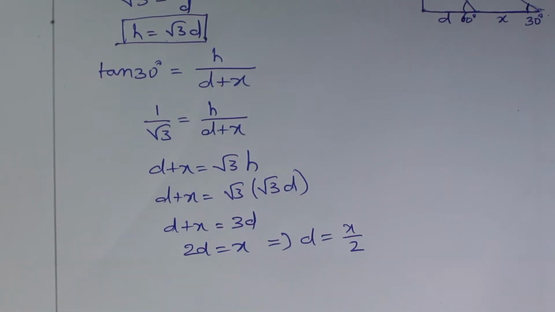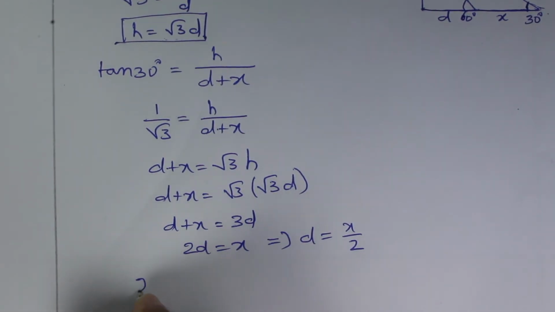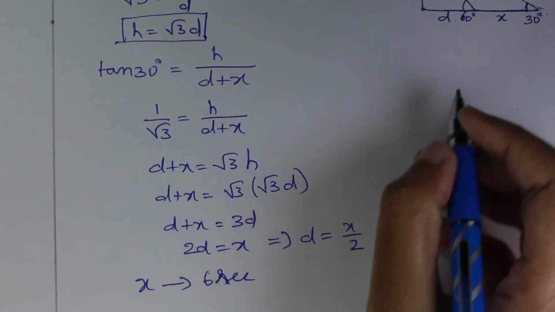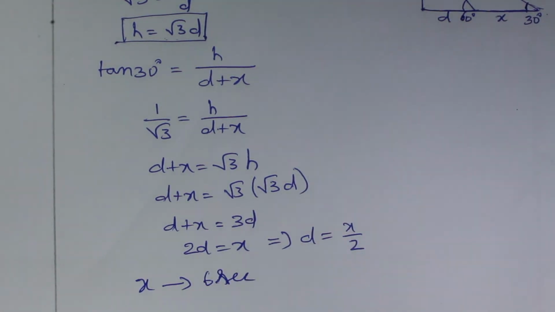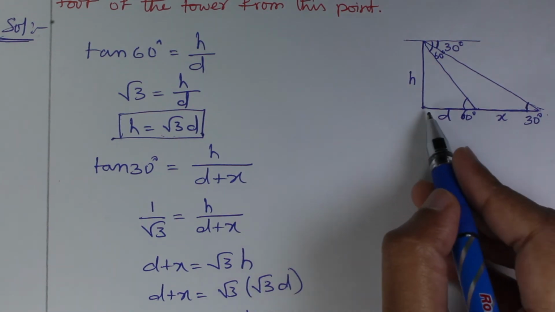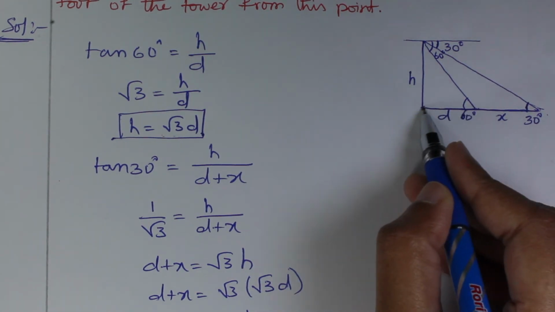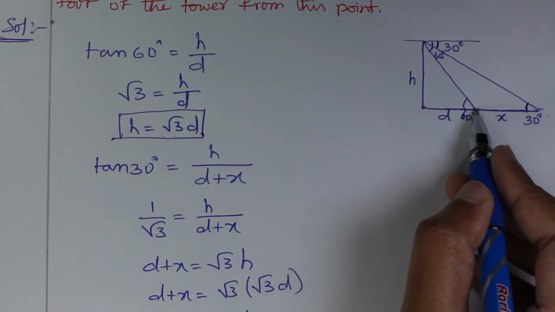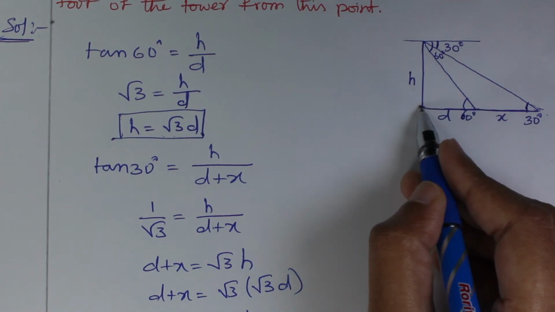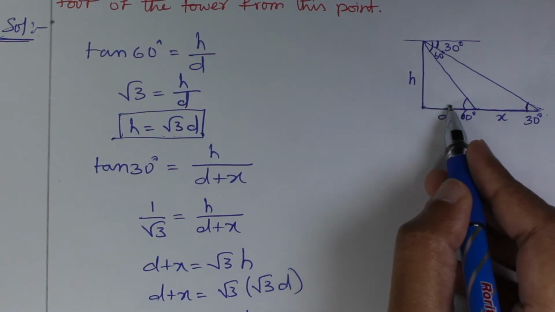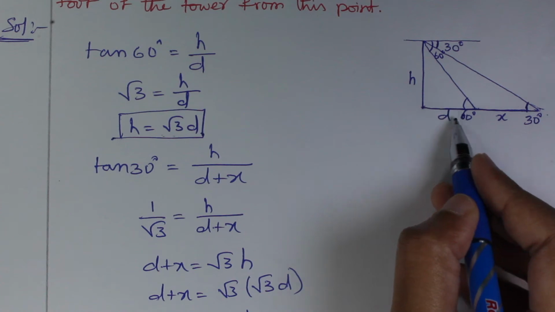So to travel a distance of x, it has taken 6 seconds, right? Now we have to find out the time taken by the car to travel the distance d. So this is the time we have to find out: the time taken by the car from the second point to reach the tower. That is the time taken for the car to travel the distance of d.